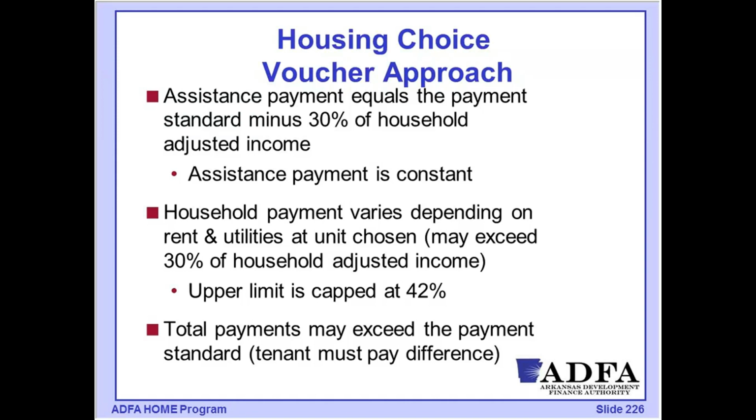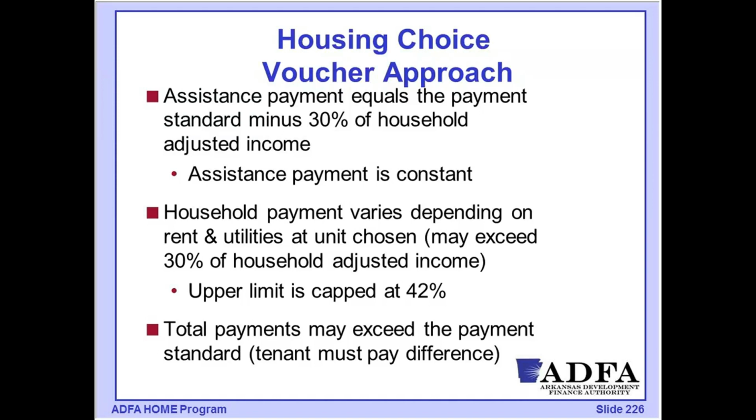The household payment is going to vary based on the unit that the household actually chooses, and we'll show you some examples of that, but the upper limit on that is capped at 42%. The concern is that even if a household is given the choice and is able to choose a slightly more expensive unit, if it goes over 42% of their household income, they probably are not going to be able to be stable in that unit.